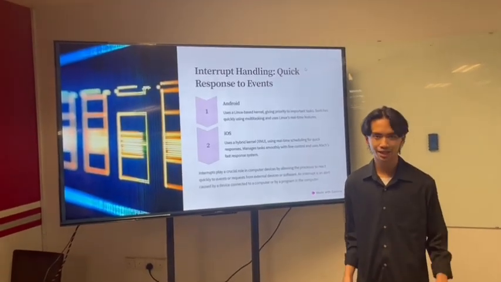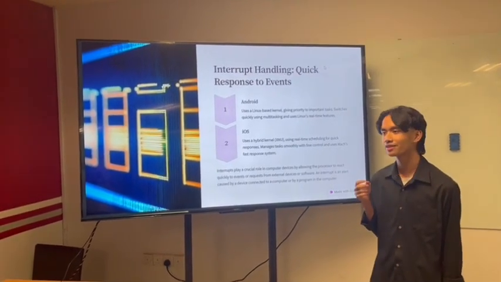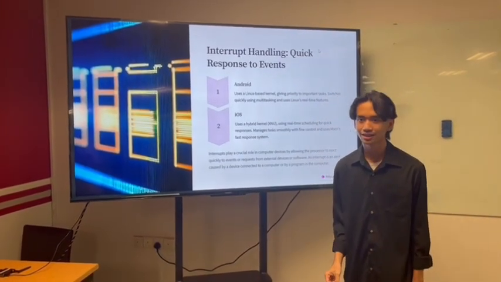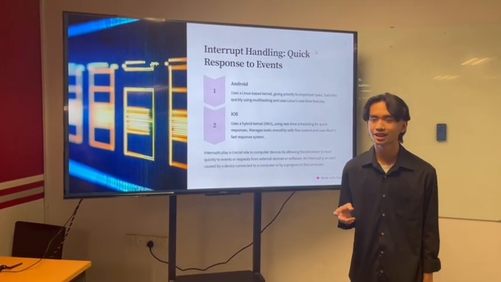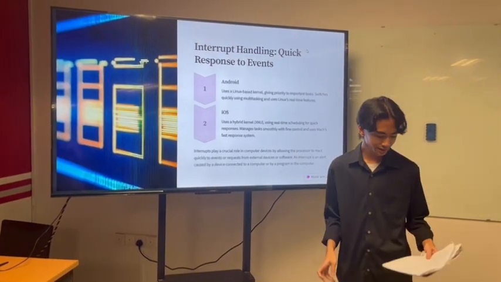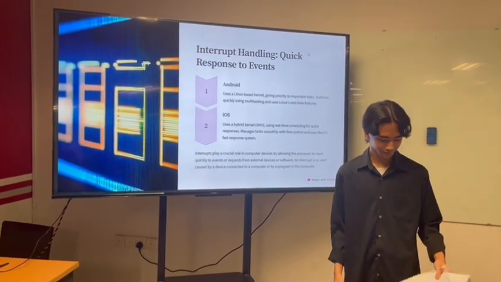How does an interrupt work? An interrupt works by pausing the current task and saving its state. Then it will process the interrupt request by executing an interrupt service routine. It will then resume the previous task after the interrupt has ended.